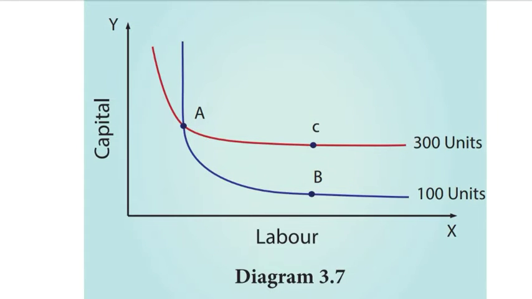Third, non-intersection of isoquant curves. For instance, point A lies on the isoquants IQ1 and IQ2, but point C shows a higher output and point B shows a lower level of output. If C is equal to A, and B is equal to A, then C is equal to B, but C is greater than B, which is illogical.